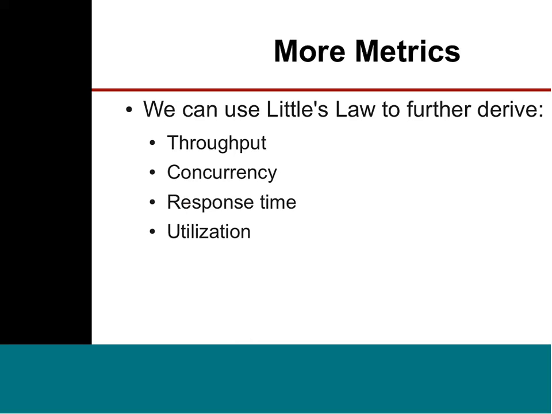From that, we can use Little's Law, which I'll show you in a later application as well, and we can further derive some more metrics. The throughput is fairly easy. Throughput is actually equivalent to queries per second. We simply count the number of arrivals or completions during the observation window and divide it by the length of the observation window, and we get throughput.